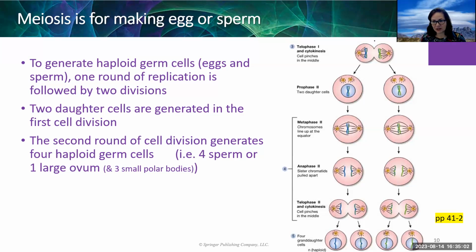Accidents can happen here. And when accidents happen here, we end up with an egg or a sperm that has the wrong number of chromosomes in it. And that has devastating consequences for the zygote that is formed.